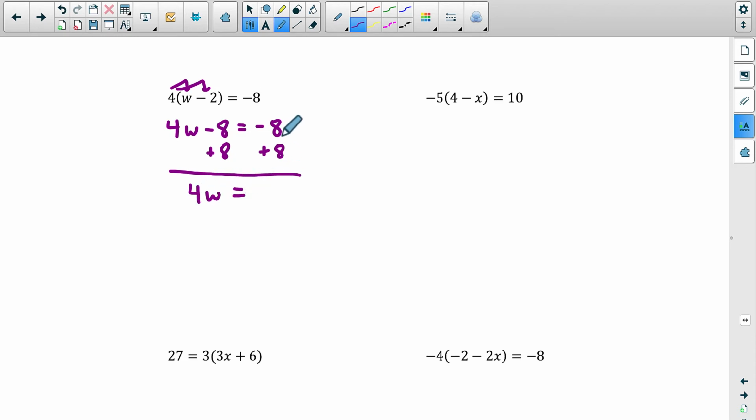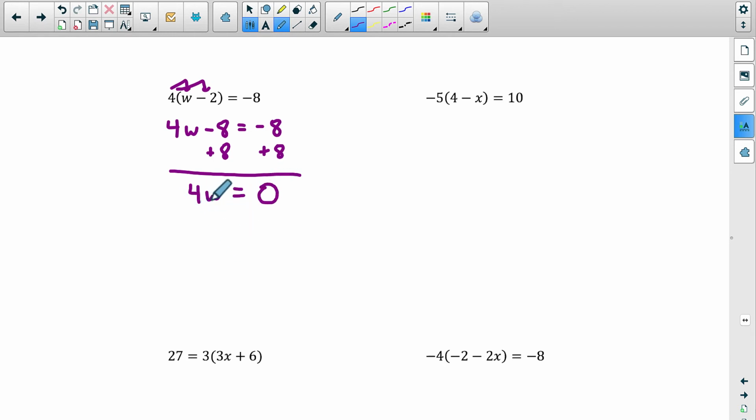On the other side, negative 8 plus 8. Wait a minute, those all cancel out. You're left with nothing on this side either. What do I do? Well, you've got to put something here. If those canceled out, what does negative 8 plus 8 equal? It equals 0. Don't panic. It still works. Just keep following the same rules.